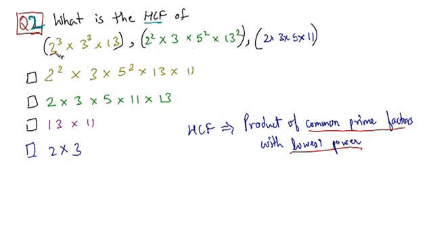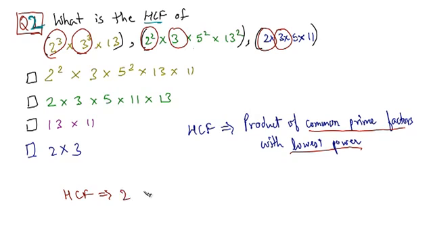In the first term we have 2, and it is common to all of these three numbers. The next common factor is 3, which is present in all of these three numbers. 13, 5 and 11 are not common factors. So HCF is the product of common prime factors. So we have HCF is equal to 2 into 3. But we are yet to give them their powers. And it says that the HCF is the product of common prime factors with lowest power.